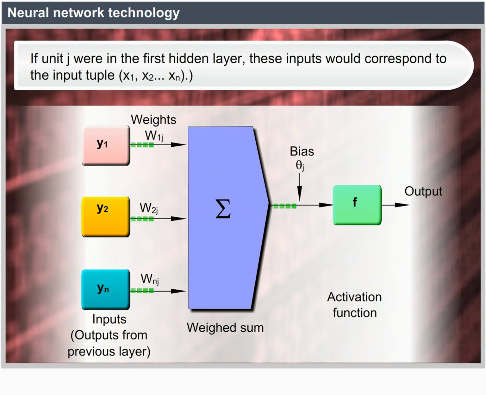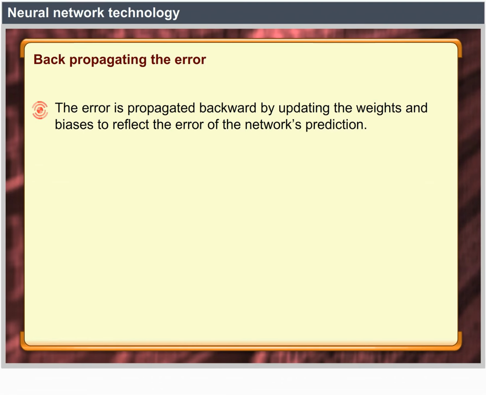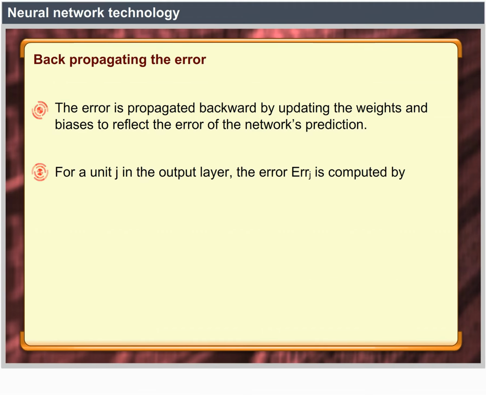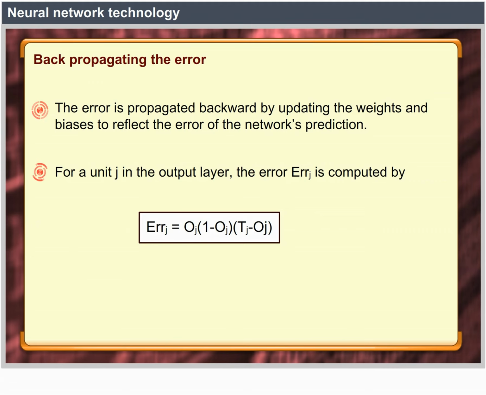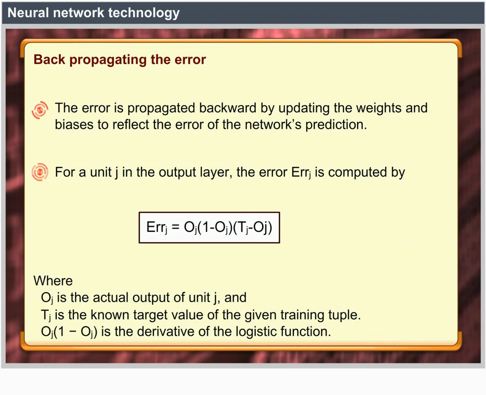Backpropagate the error. The error is propagated backward by updating the weights and biases to reflect the error of the network's prediction. For a unit j in the output layer, the error Rj is computed by Rj equals Oj into 1 minus Oj into Tj minus Oj, where Oj is the actual output of unit j and Tj is the known target value of the given training tuple, and Oj into 1 minus Oj is the derivative of the logistic function.